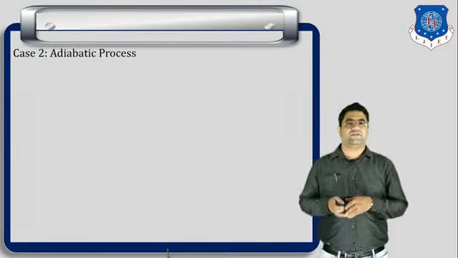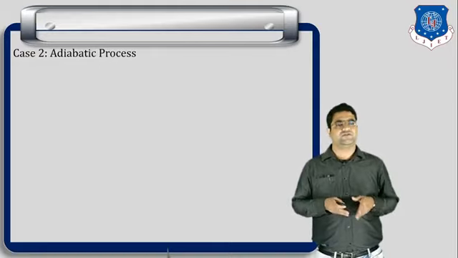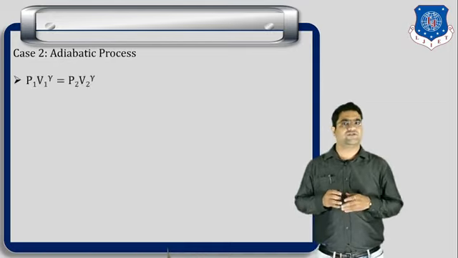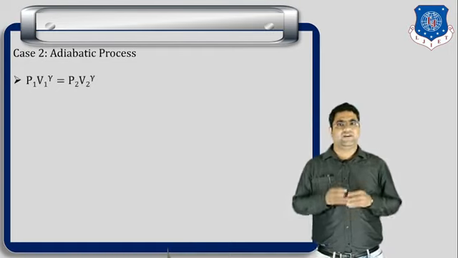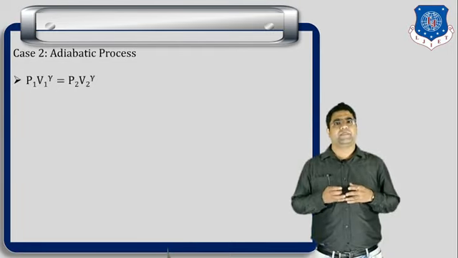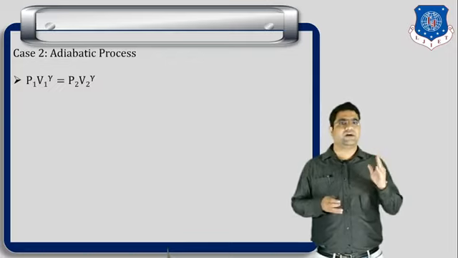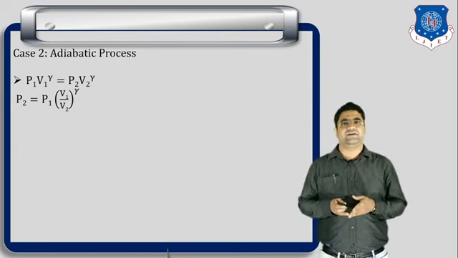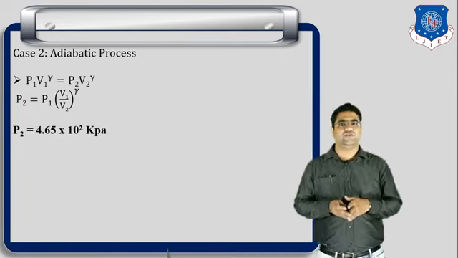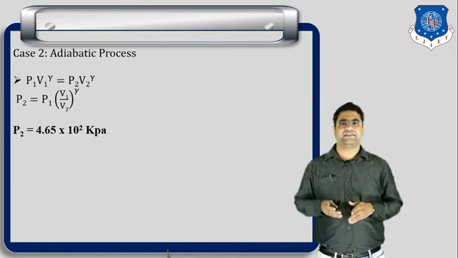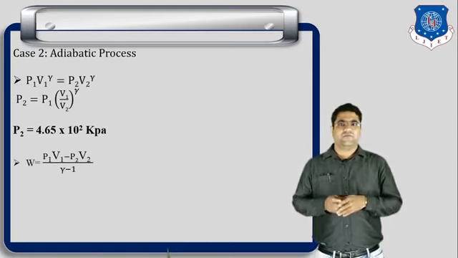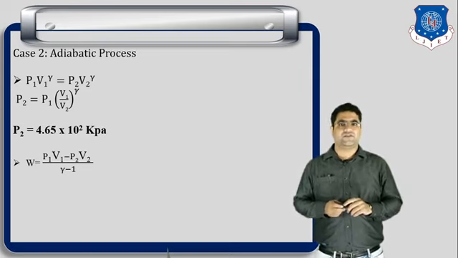Okay, so we know the equation for the adiabatic process, that is P1 V1 minus P2 V2 upon gamma minus 1. So from that relation we can find the work done, but the value of P2 is not given. So first of all we have to find the value. So we know the PVT relation for the adiabatic process, that is P1 V1 raised to gamma is equal to P2 V2 raised to gamma. So we can find P2 as P1 into V1 by V2 raised to gamma. So from this relation we can find the value of P2 is equal to 4.65 multiplied by 10 raised to 2 kilopascal.